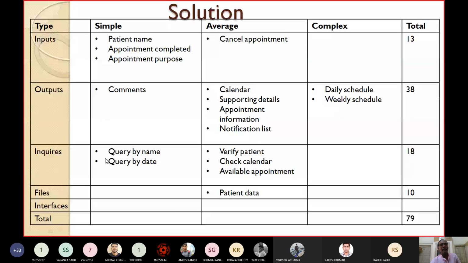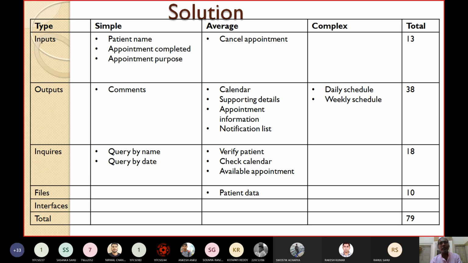Like that. If I identify the inquiries, only one file is there. That is patient data, which is of average. There are no interfaces required, so 0. And then what you have to do? You have to add these. How much will you get? 79. So the total unadjusted function point for this problem comes to 79. In this way, small problems will be given, and you have to find out the unadjusted function points.